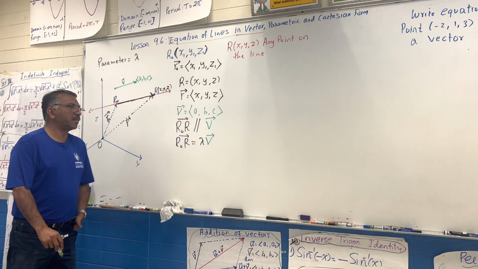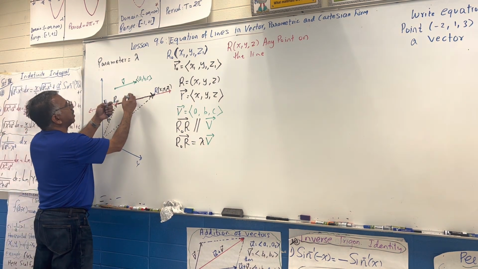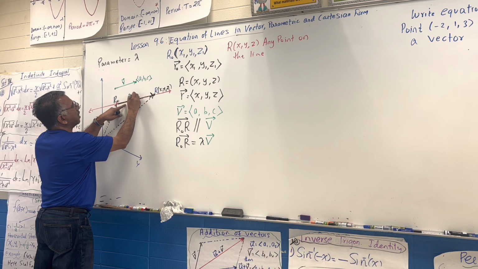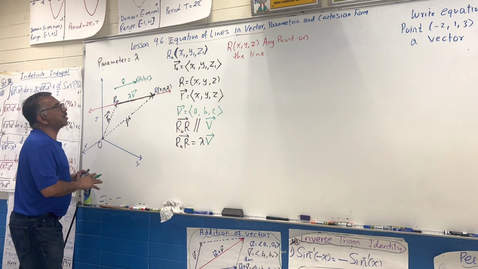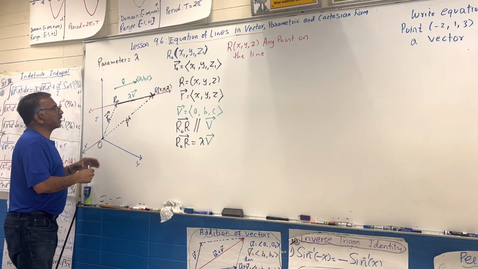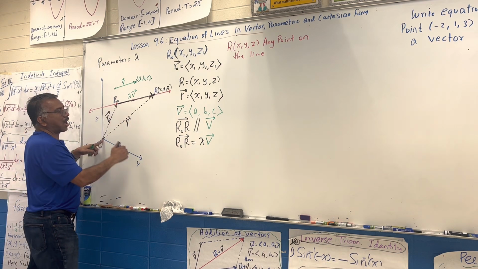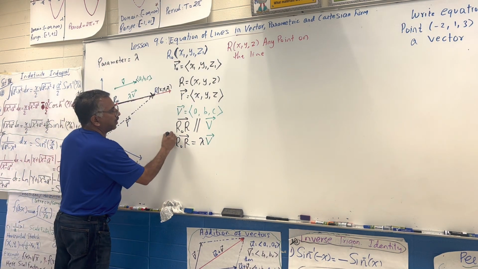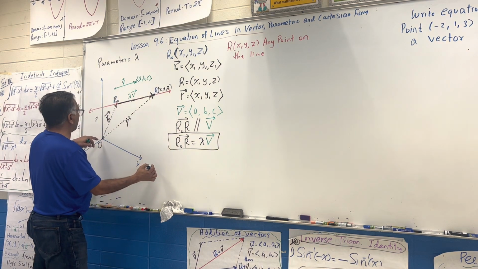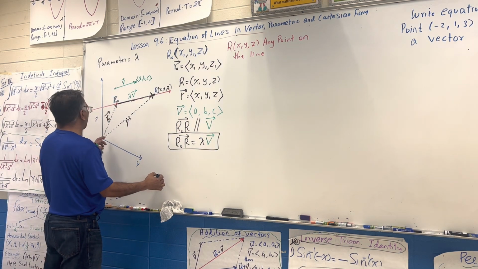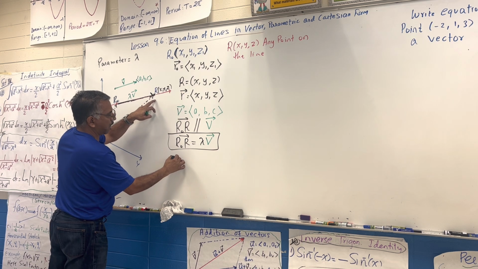I hope that helps. So I'm going to write it right here. This is lambda times vector v. Now we can use the vector addition. Now look at this O to R. This is the important one. Now O to R.